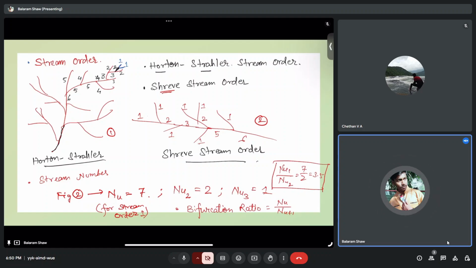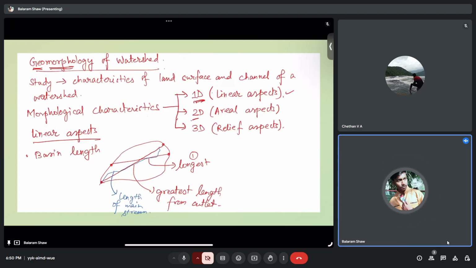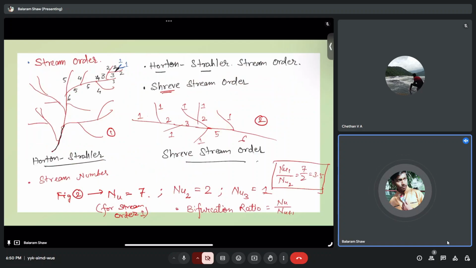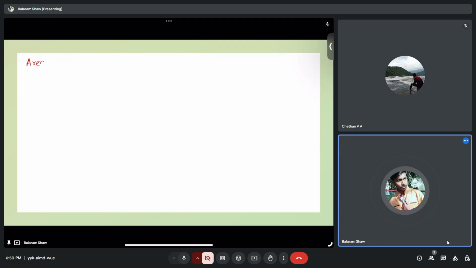Other than that, there can be stream length, where we add up all the lengths of the streams of some order and then we get the mean stream length. Then we have stream length ratio and length of overland flow and so on. So this one was the 1D aspect. Second was the 2D aspect, that is the areal aspect. In the areal aspect, we have the basin area first of all, right? First of all, we have watershed area. Watershed area is simply the whole area that you can see of the watershed.